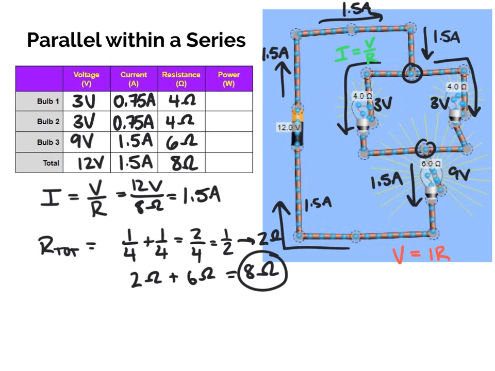Now, is it always going to split up evenly? No, it depends on the resistance. If this resistor was larger in ohms compared to that one, that means more current would flow over here than it would there. Okay, so this is a mathematical way that I can figure it out.